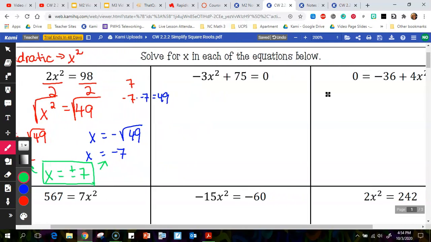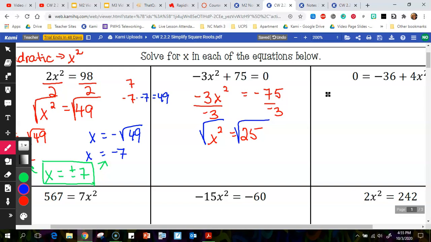This one we have to subtract 75 from both sides. So negative 3x squared equals negative 75. Then we're going to divide by negative 3. X squared equals a positive 25. When I take the square root of both sides, I'm going to put that in a different color because that's the next part of the equation. Take that out from underneath the radical, x equals, and the square root of 25 is plus or minus 5, positive or negative 5. So this is a way we can do it all in one step and not have to separate them into positive and negative.